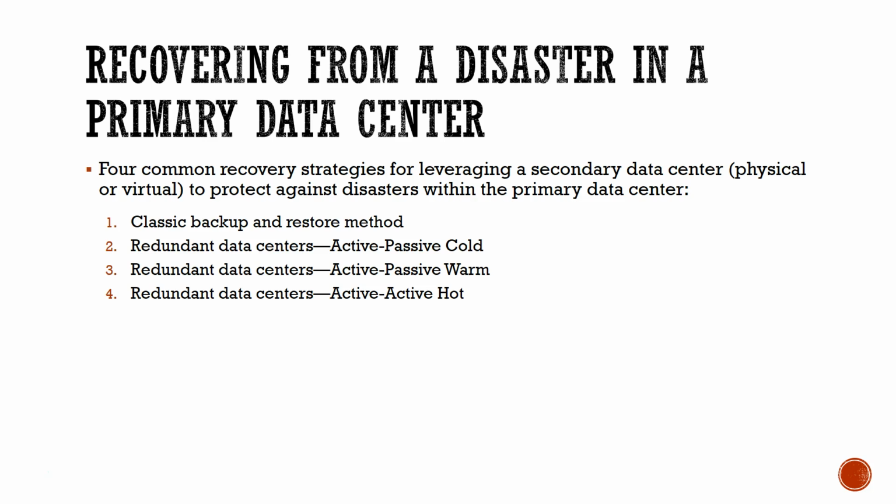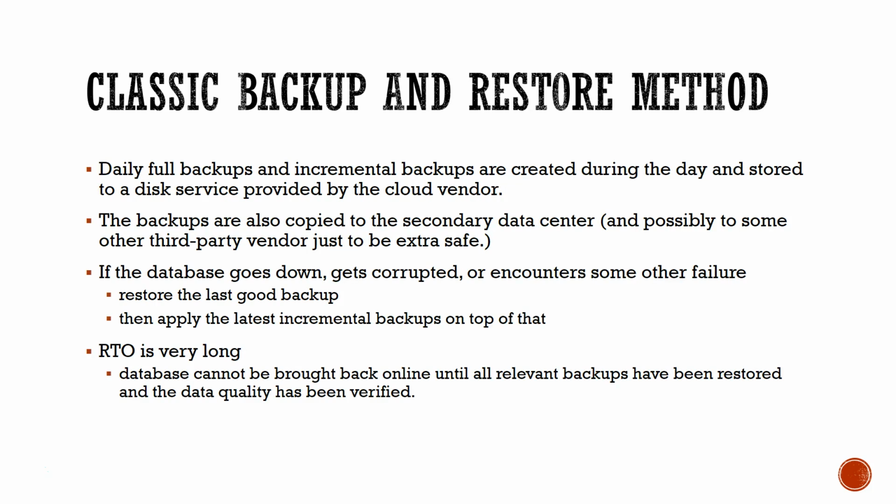So you have the classic backup and restore method, which we'll talk about here in a minute. You have active passive cold standby server. You can have an active passive warm standby server, or you can have an active hot. The active hot is simply a duplicate server that's running. In case one's down, the other one is up. So we're going to talk about these.